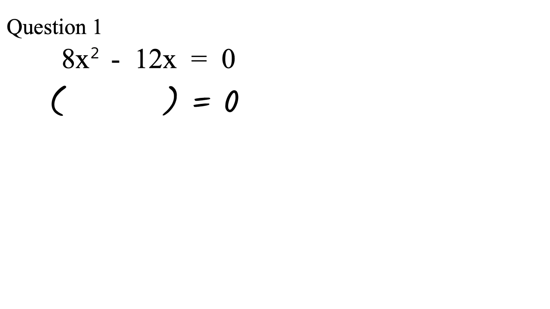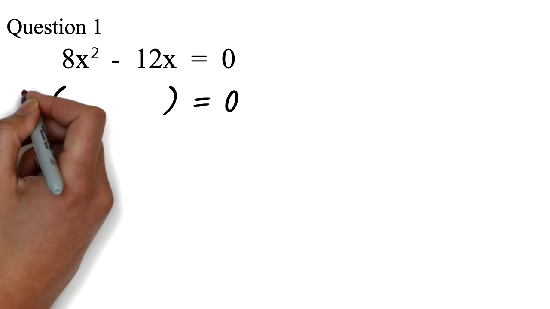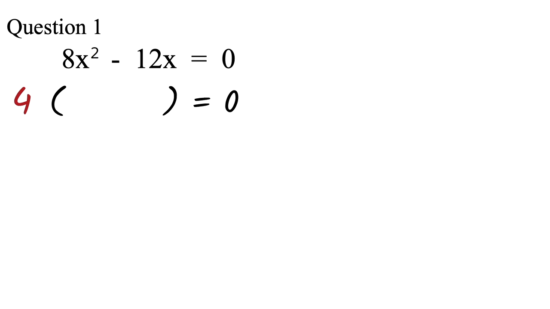We find the greatest common factor of the 8 and 12. That's the biggest number that can divide both 8 and 12 without a remainder. That number is 4, so we bring it out. We divide the numbers by the greatest common factor. We divide the 8 by 4 to get 2. Then we divide the 12 by 4 to get 3.